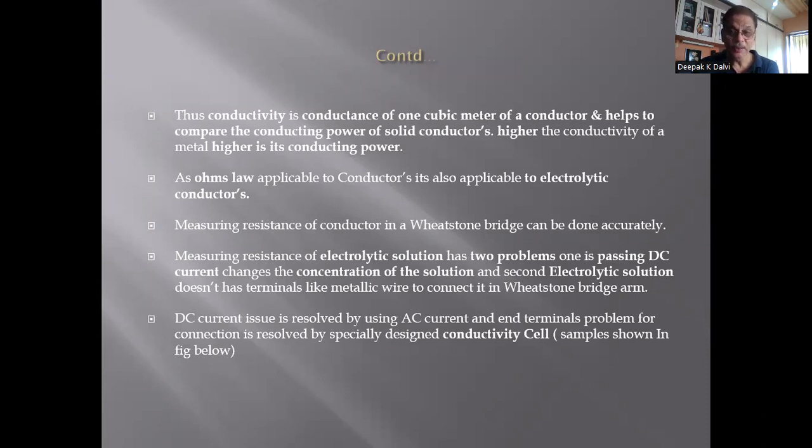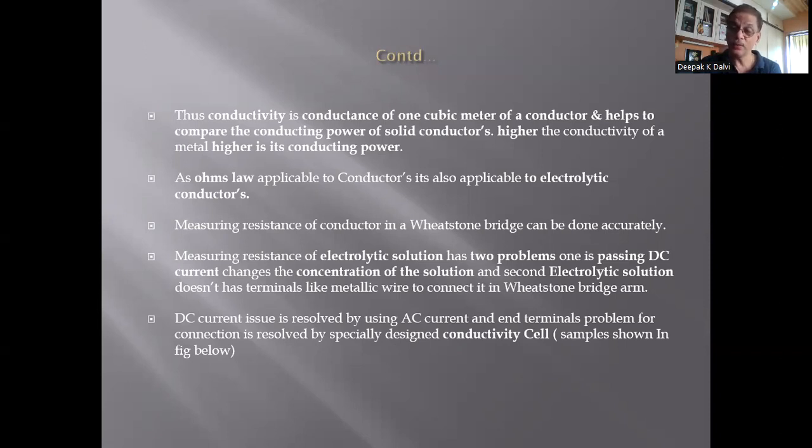How are these two problems overcome? First, the DC current issue is resolved by using AC current. What do we achieve by having AC current? The positive cycle of the AC current charges and changes the concentration, but at the same time the negative cycle of the current neutralizes that change. So there is no change in the concentration of the solution. That's why we use the AC current bridge.